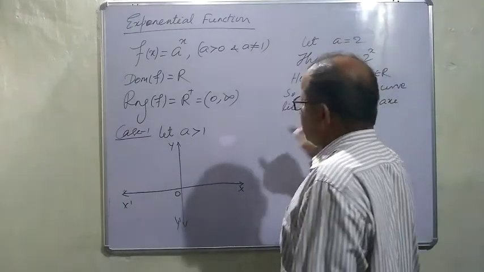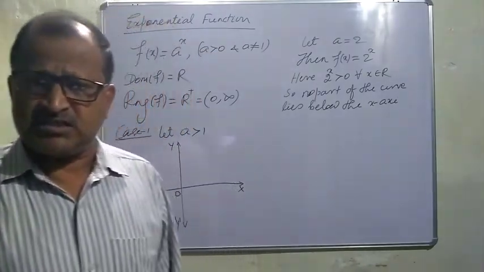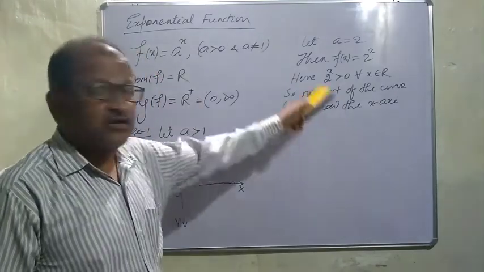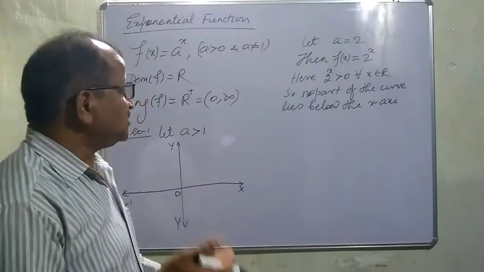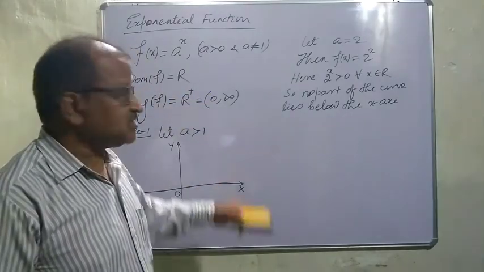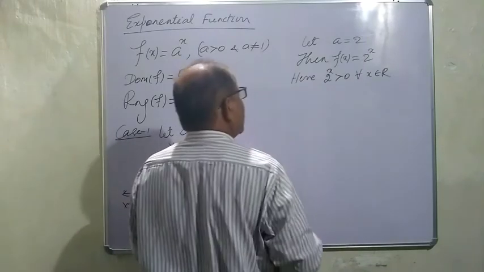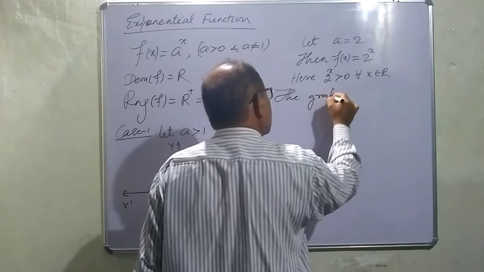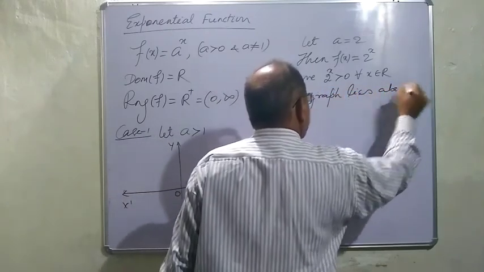No part of the curve will lie below the x-axis. Of course, it will never touch the x-axis because it is always positive. It is always greater than 0, so y cannot be 0. That is, f(x) greater than 0 means it is above the x-axis. Simply we will write the graph lies above the x-axis.